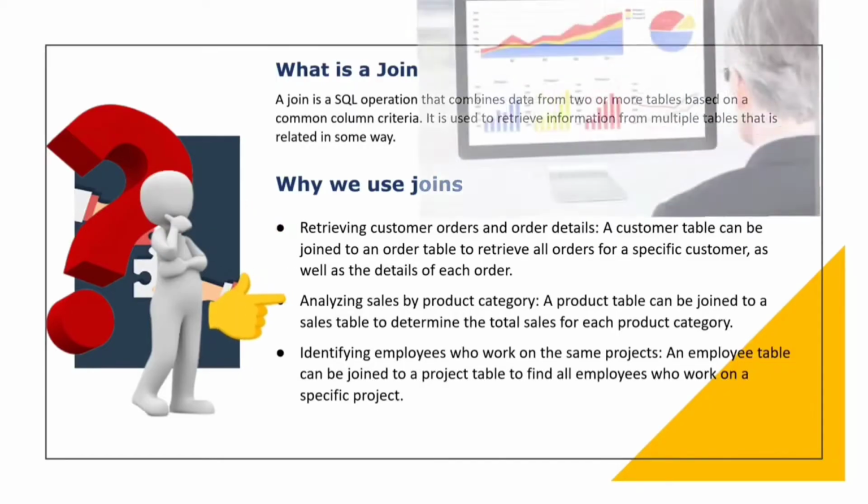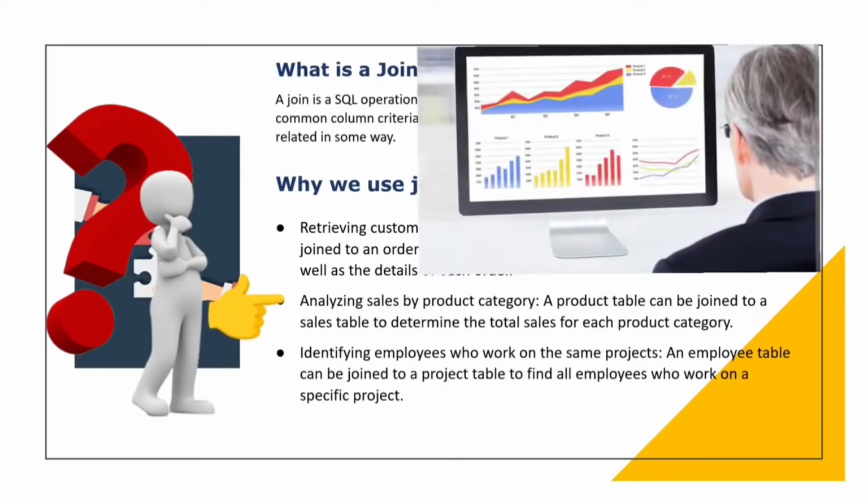The second thing is analyzing the sales by product category. The same thing happens here. We have a product table, we have a sales table. To get a clear picture of what product has been sold, we'll get those details from the product table and the sales figure from the sales table. So product and sales will be combined together.